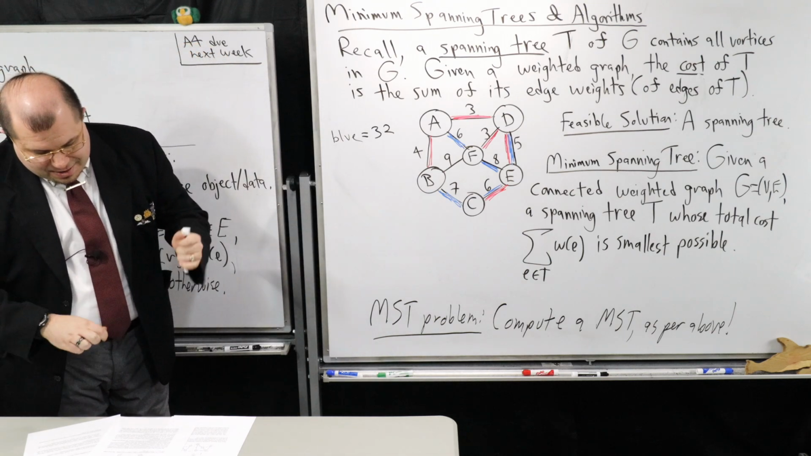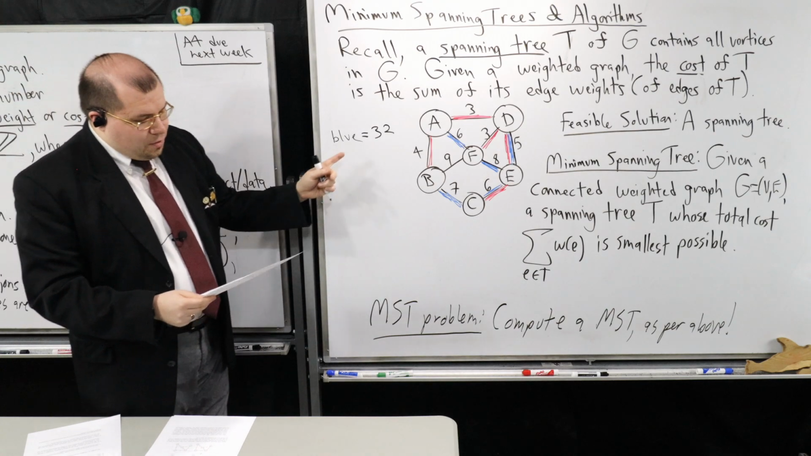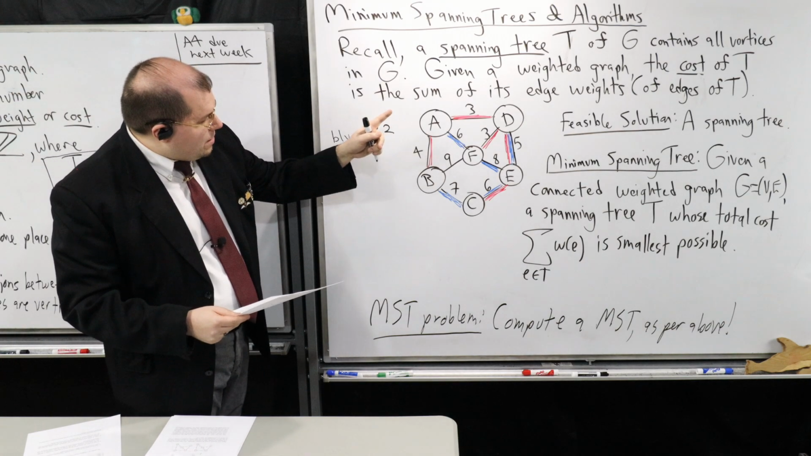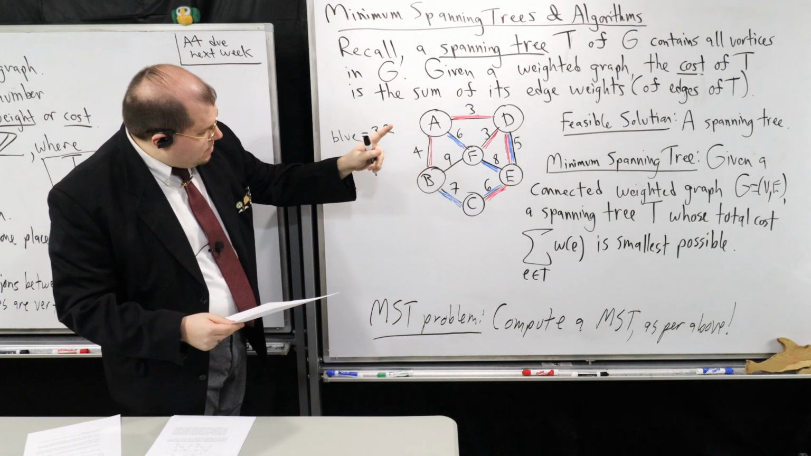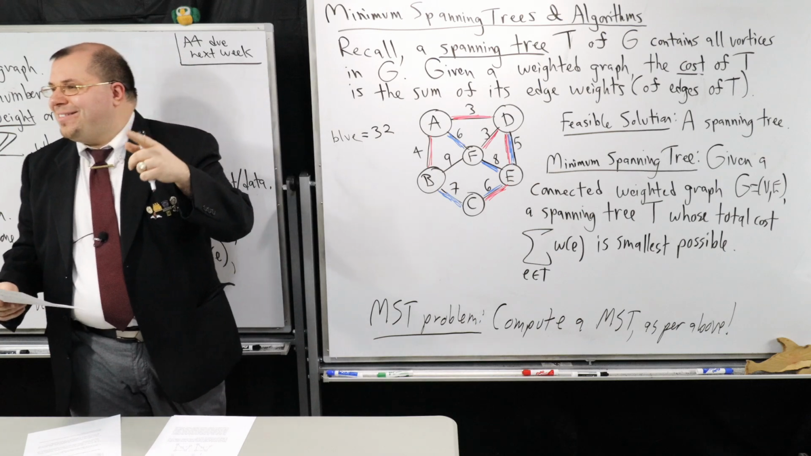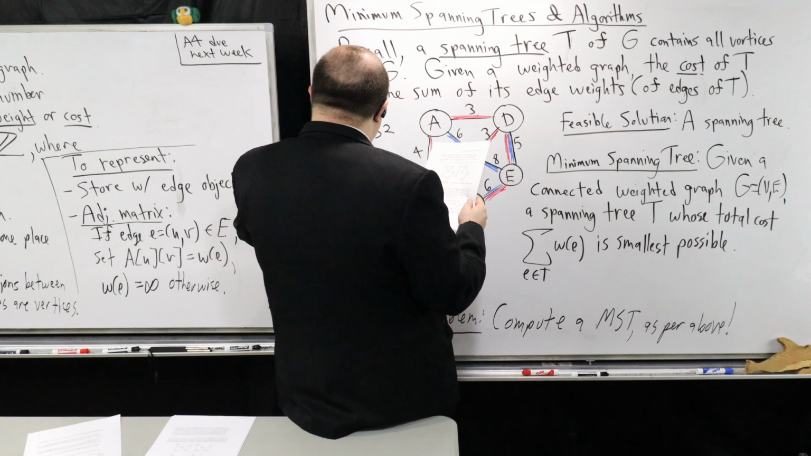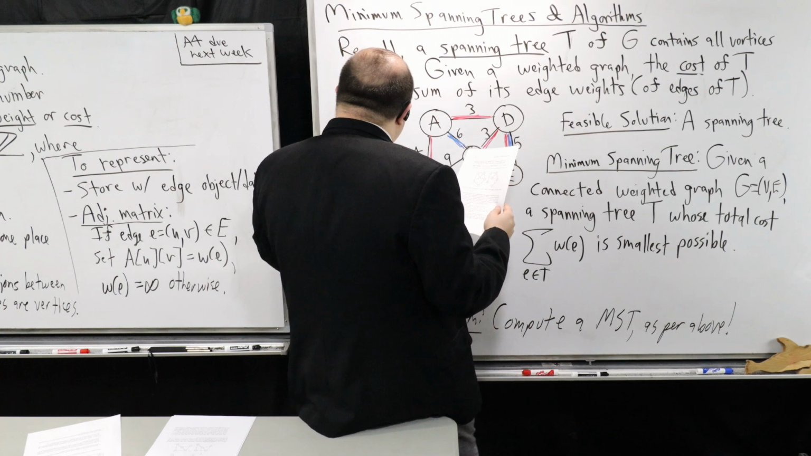Let's see. 4 plus 3 is 7. 10. Then 5 plus 6 is 11. So this is 21. It's 21. Yeah, that's okay. So, you know, this is much cheaper.